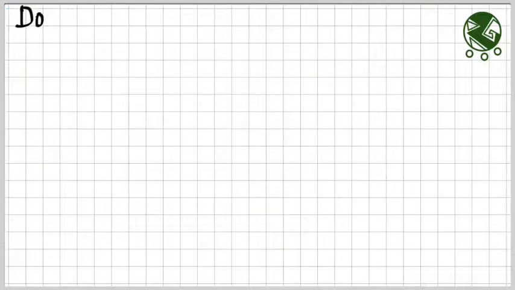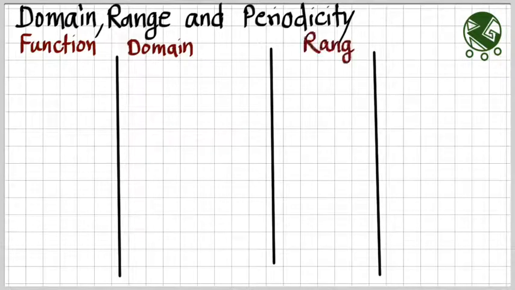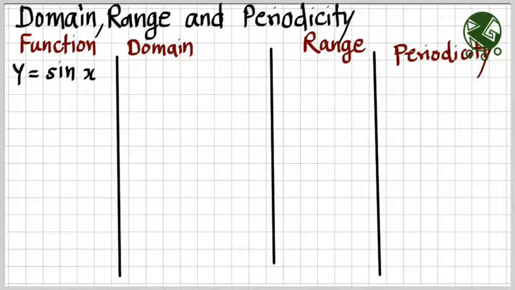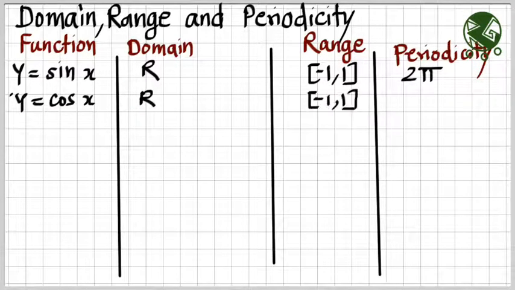So let's sum it up. Domain, range and periodicity of the functions we know. So we'll write function, domain, range and periodicity. Let's take the first function as y is equal to sin x. Its domain was R and range minus 1 to 1 and periodicity 2 pi. For cos x also, domain was R, range minus 1 to 1 and periodicity 2 pi.